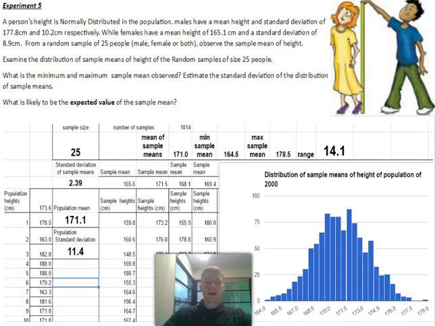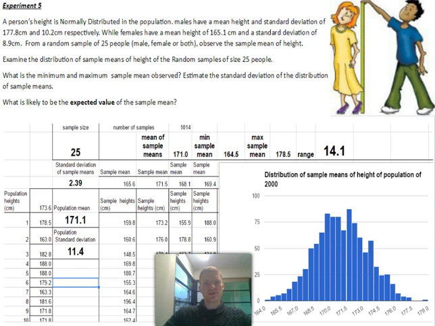Hello and welcome. We are looking at the Year 11 Specialist Maths Statistics area of study, and we're going to do some simulations involving Google Sheets. We're going to look at doing some random sampling from a normally distributed population. So let's consider this scenario.